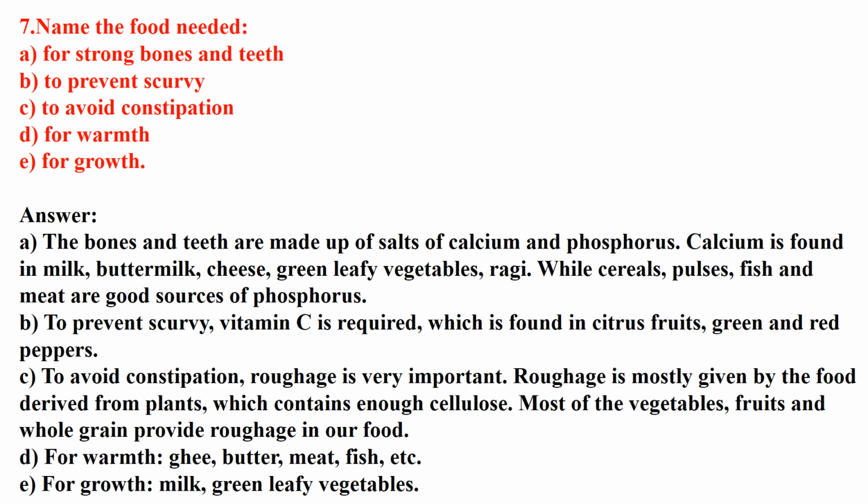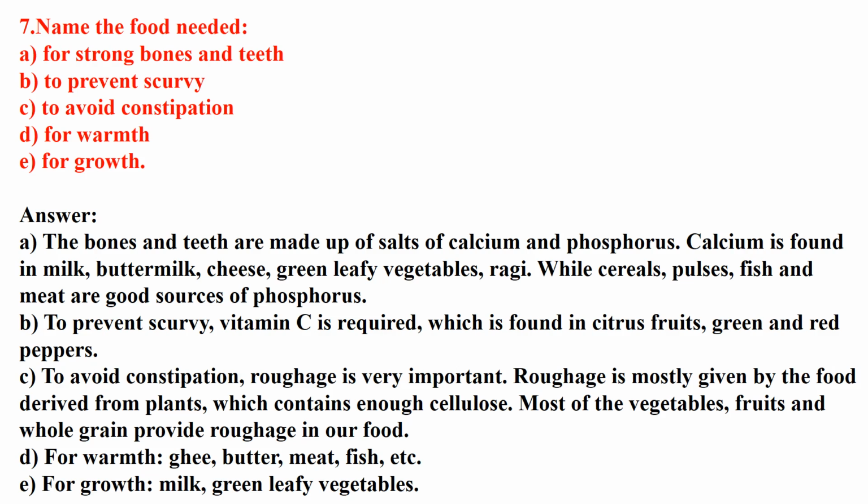Name the food needed for the following. So what are the different foods needed for the following things, like for strong bones and teeth? Our bones and teeth are made of salts of calcium and phosphorus. Calcium is found in milk, buttermilk, cheese, green leafy vegetables, ragi, while cereals, pulses, fish, meats are good sources of phosphorus. Okay, so from this we can make our bones and teeth strong.